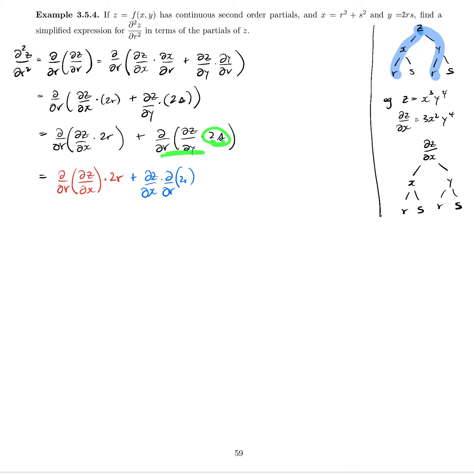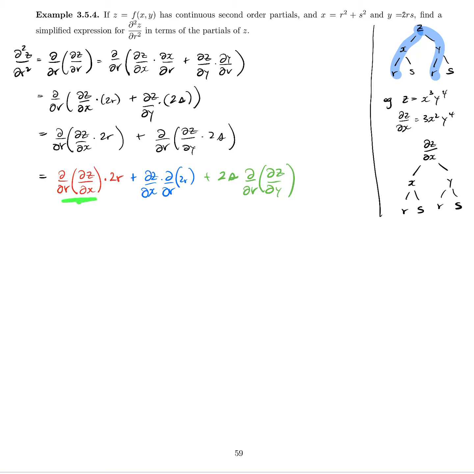Well, s is not a function of r, so 2s is just a constant that I can bring out to the front. So plus 2s times ∂/∂r of ∂z/∂y. So we've got 3 terms to expand even further.